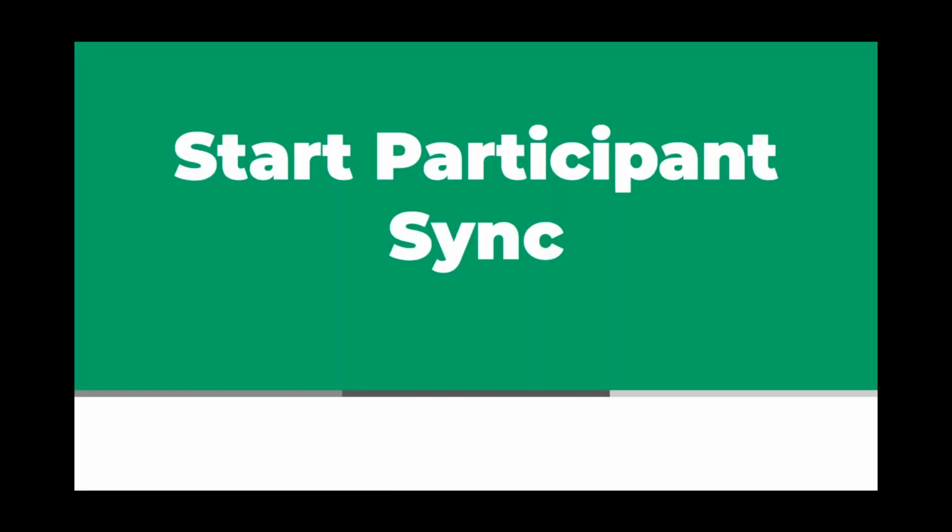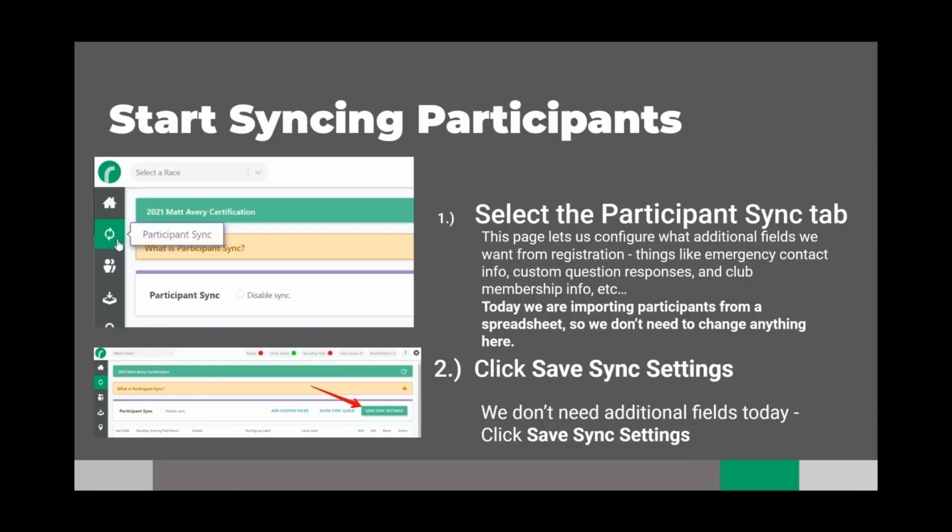The next step that we're going to take is to start the participant sync. So on the left, we're going to walk down that list of menu items. You'll see the little arrows. That's the participant sync area. This is basically going to let us decide if there are additional fields in registration that we want to have made available in scoring. You could select those here.